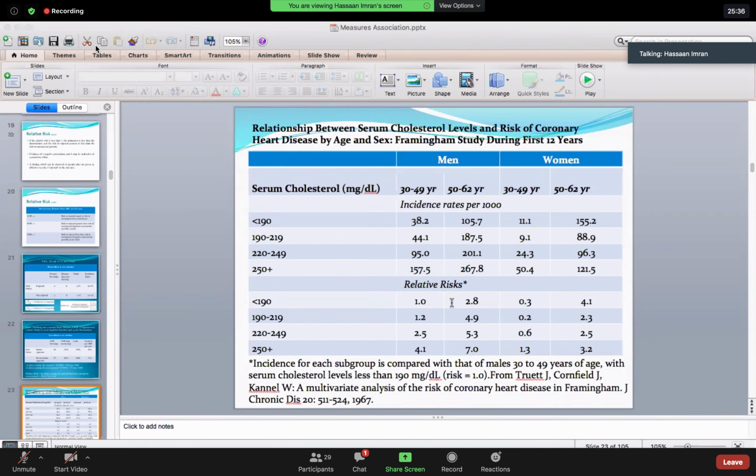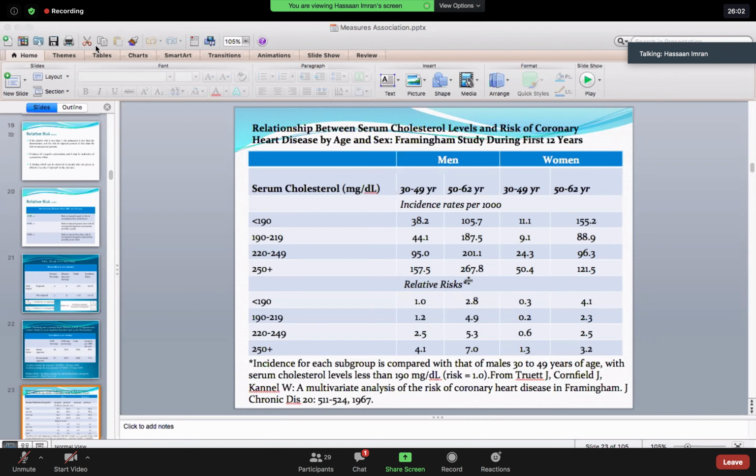Now, all of you can see, this is the data. They have provided us simple incidences, that this many new cases are occurring per thousand. These are the true strata. They have made two different age groups to highlight which particular age group is more vulnerable among men and among women, and they have given different cholesterol levels. Now, see, as the cholesterol level is increasing, the incidence is also increasing.